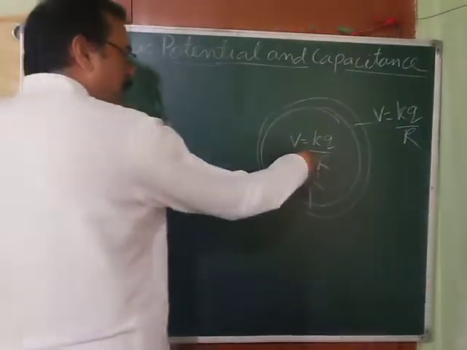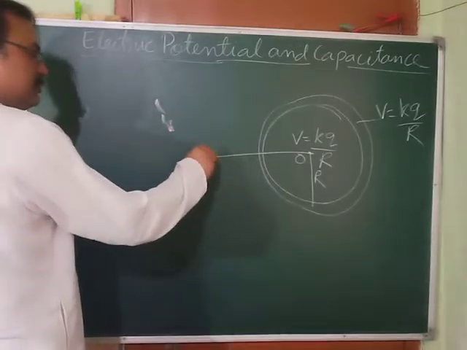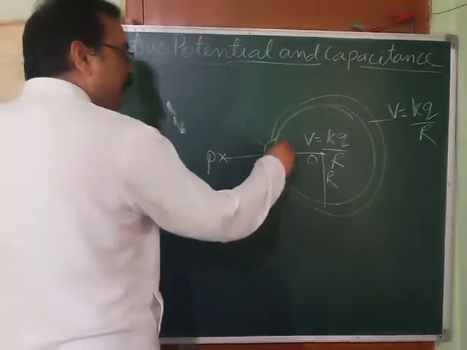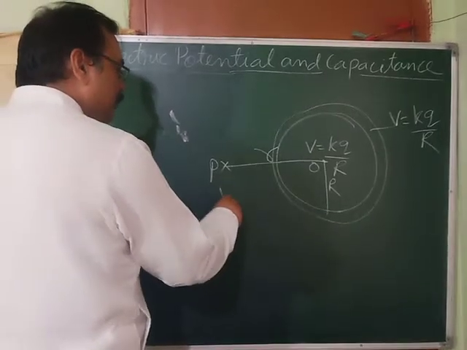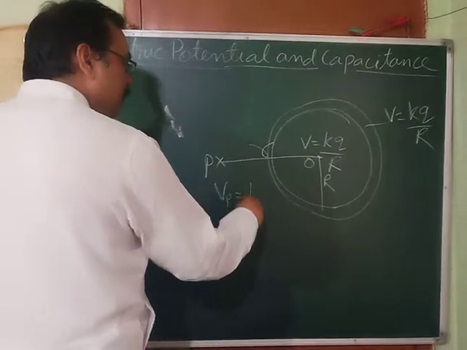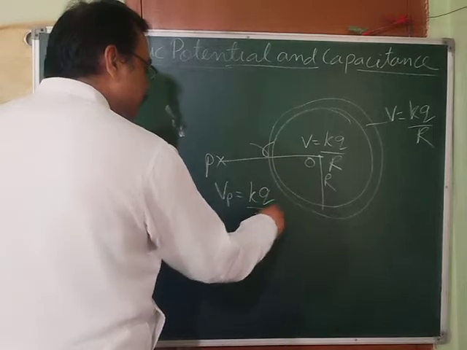Now, what about the potential at an external point? Suppose this point P is an external point and this distance is small r. So, potential here will be how much? It has been found that the potential at point P will be Kq by small r.